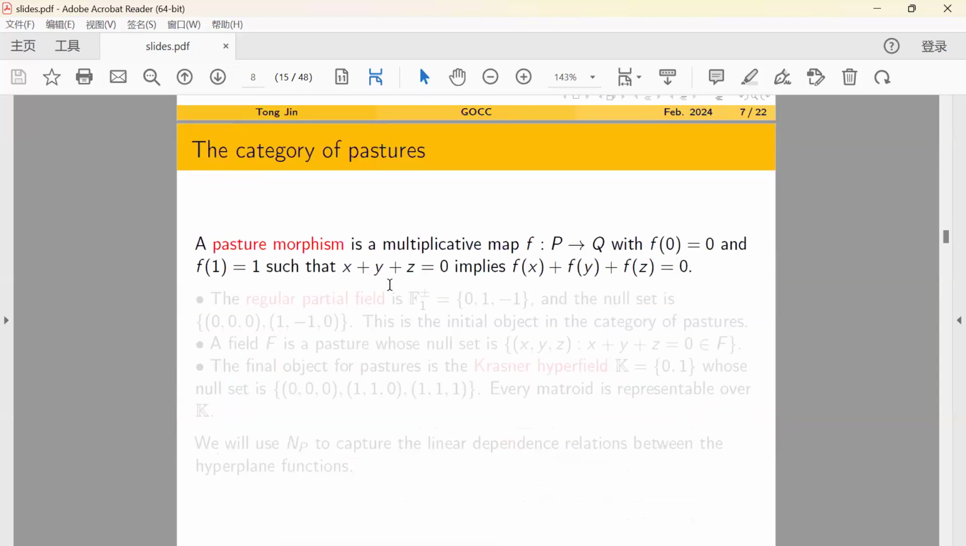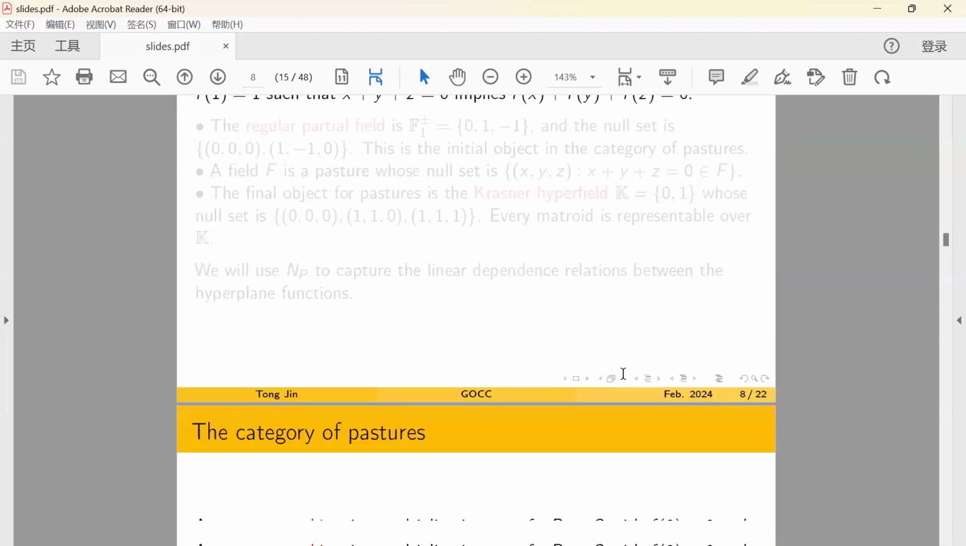Okay. So before the examples, probably let me define the morphisms. If we have two pastures P and Q, a morphism is, first of all, a multiplicative map from P to Q. And secondly, it takes 0 to 0, 1 to 1. And then if we have x plus y plus z equals 0 in P, then the images f(x) plus f(y) plus f(z) is equal to 0 in the second pasture Q. So we respect the multiplication and the null set additive structure of the pastures.